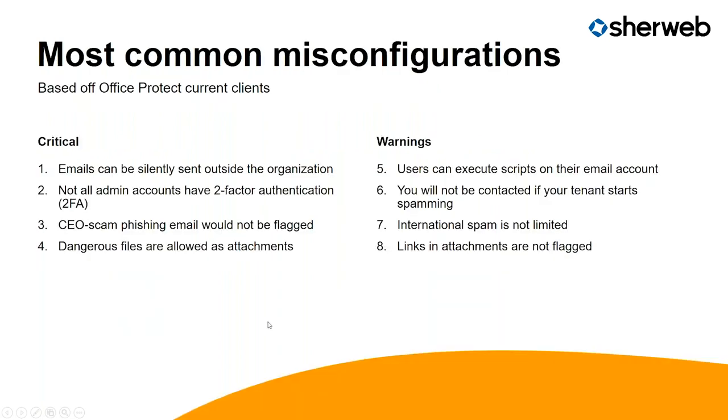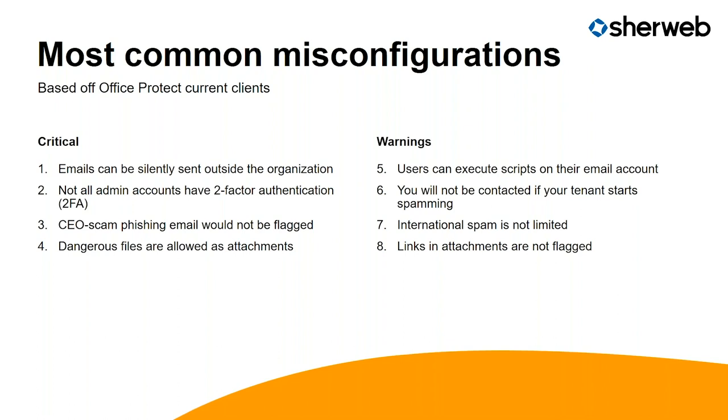So, a question I've been asked a number of times since we've been talking about the vulnerability report is: what are the most common misconfigurations? What are the most common vulnerabilities that are left open? So I made two lists here, top 4 critical, top 4 warnings. Top 4 criticals. Emails can be silently sent outside the organization. If you remember the practical examples that I gave, that is the most common thing now with attacks. There's almost always a component there where they create inbox rules.